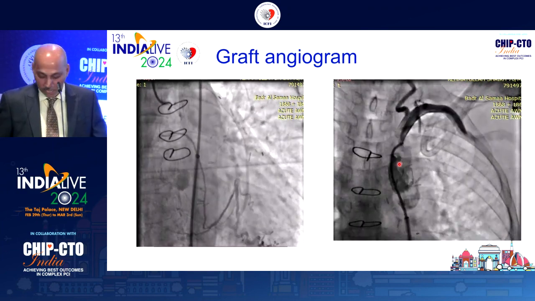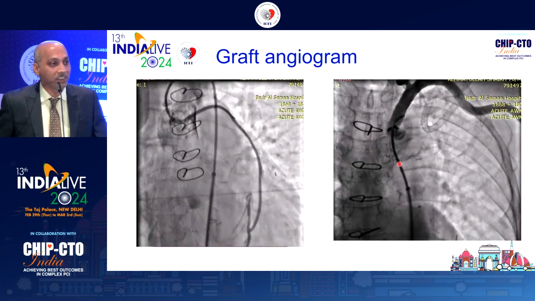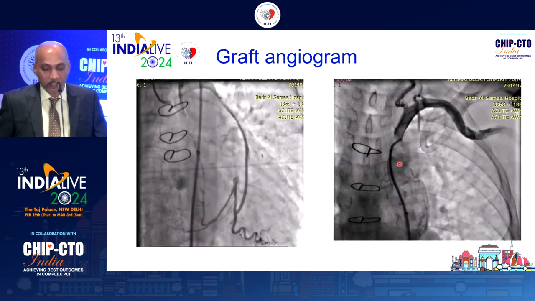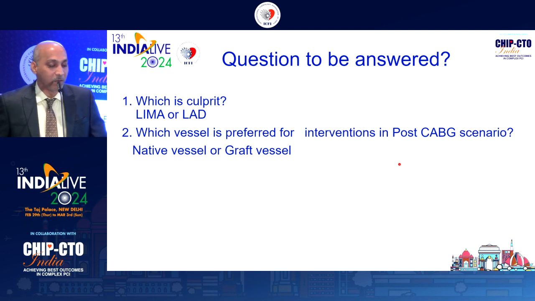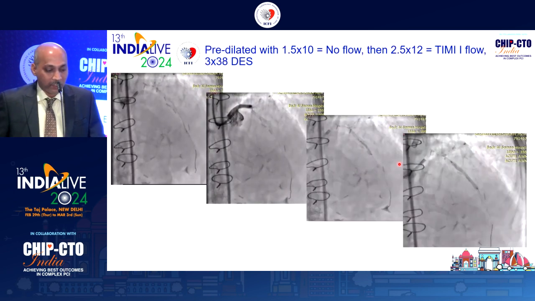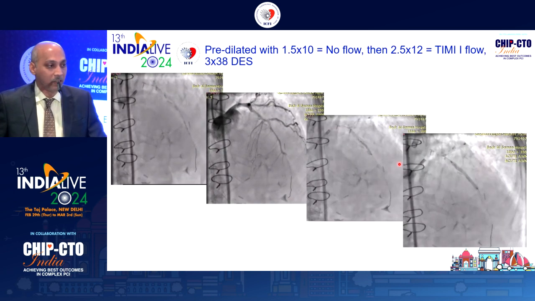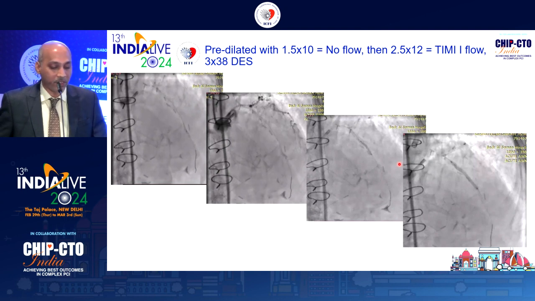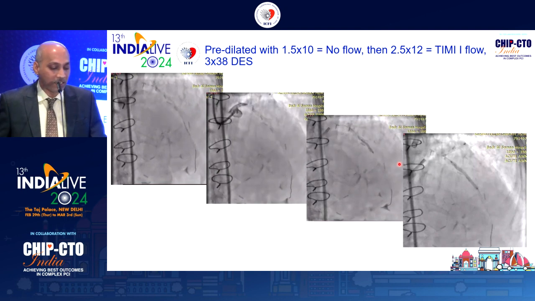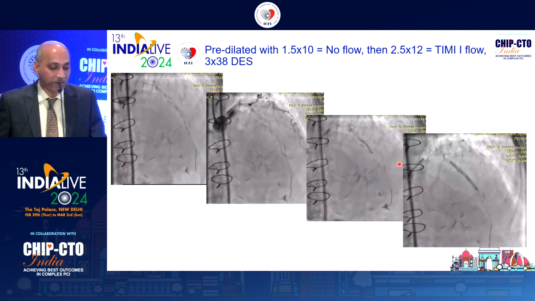With this background, we have certain questions. This is an anterior MI, and which is the culprit, here Lima or LAD? And in this post-CABG scenario, which vessel is preferable to intervene, either graft or native vessel? So I prefer to intervene native vessel than graft vessel, because this is the general consensus statement. In any post-CABG patient, native vessel intervention is more preferred.